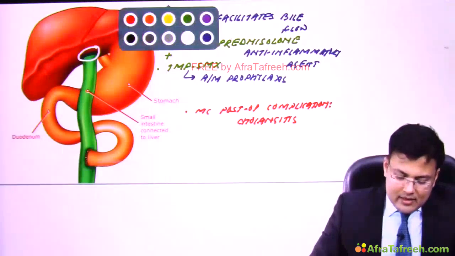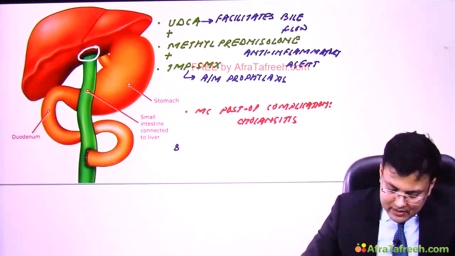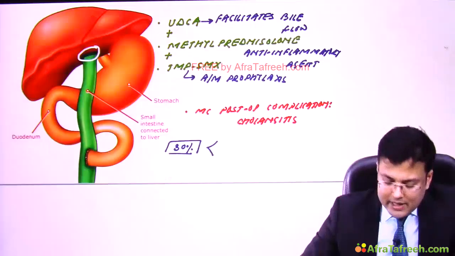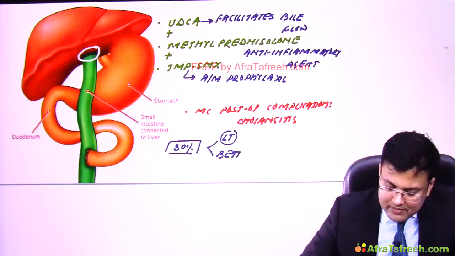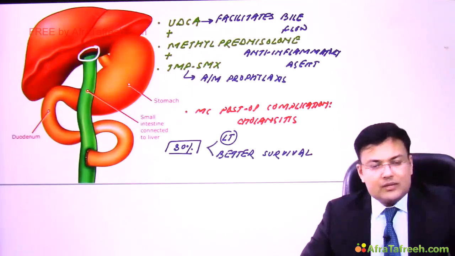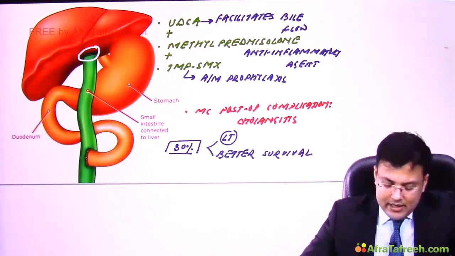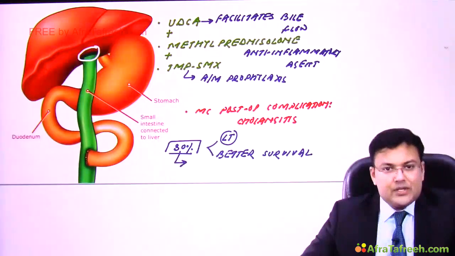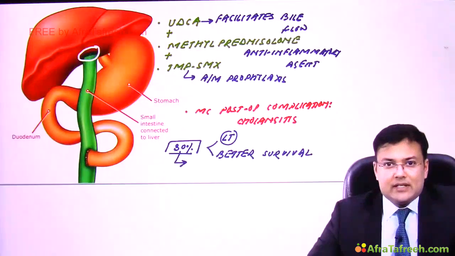If surgery is done within 60 days of birth, generally 30% of patients are not going to require liver transplantation and they have better survival. So there is long-term successful survival and they don't require liver transplantation. How many? 30% of patients in whom surgical intervention is done within 60 days.